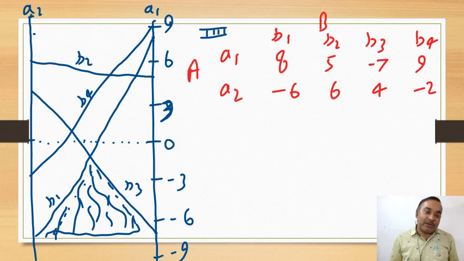Lower envelope is this one. The intersection point is this one. This intersection point is being generated by which one? B1 and B3.